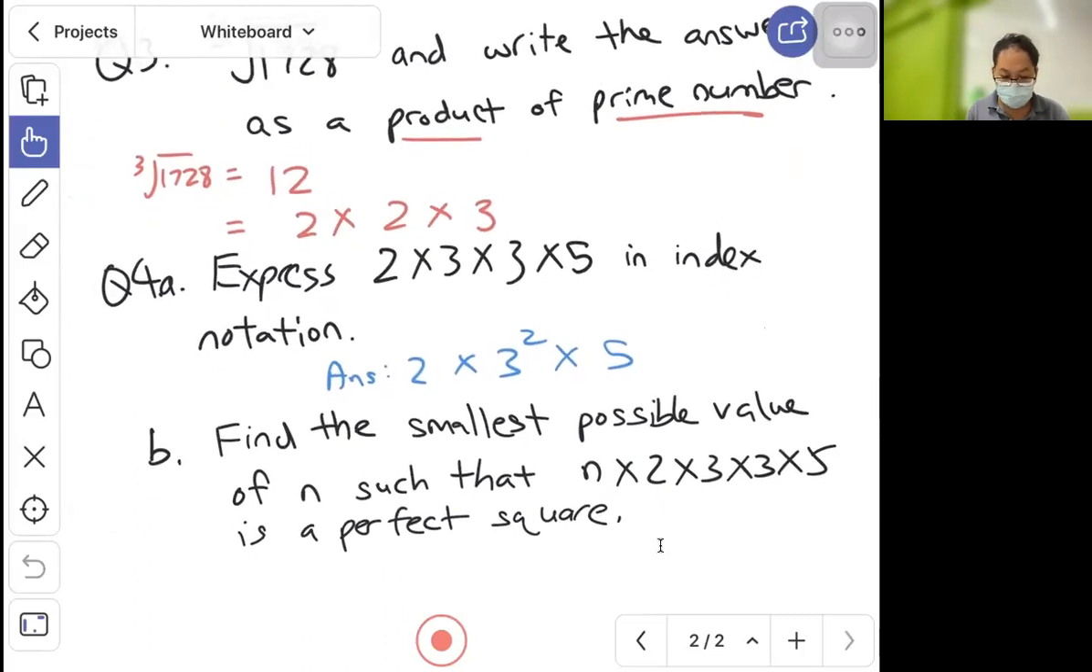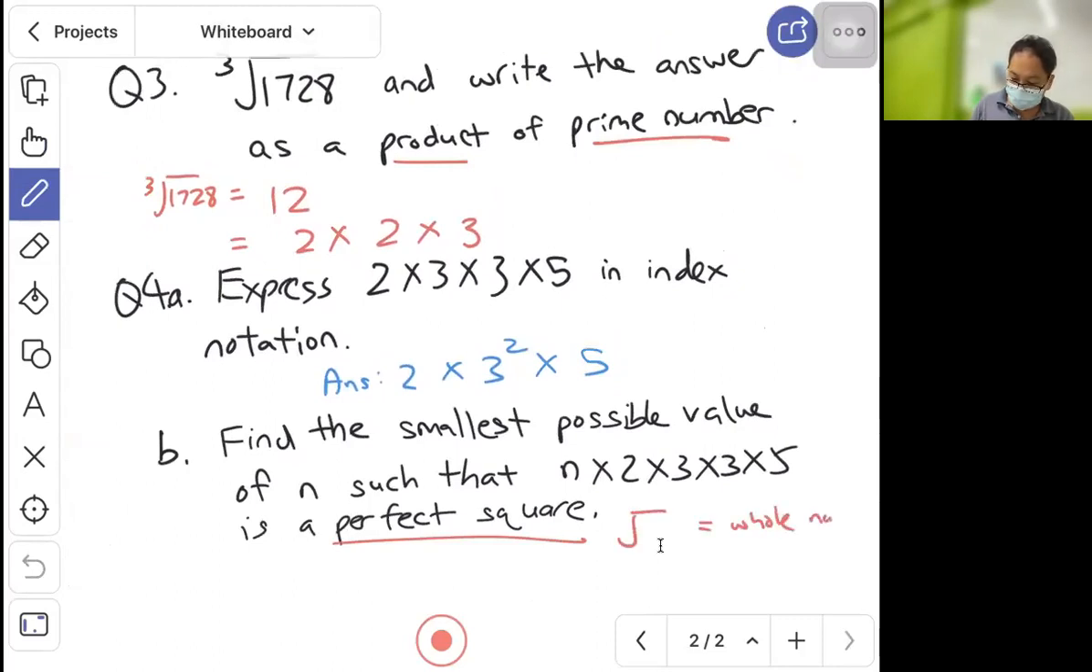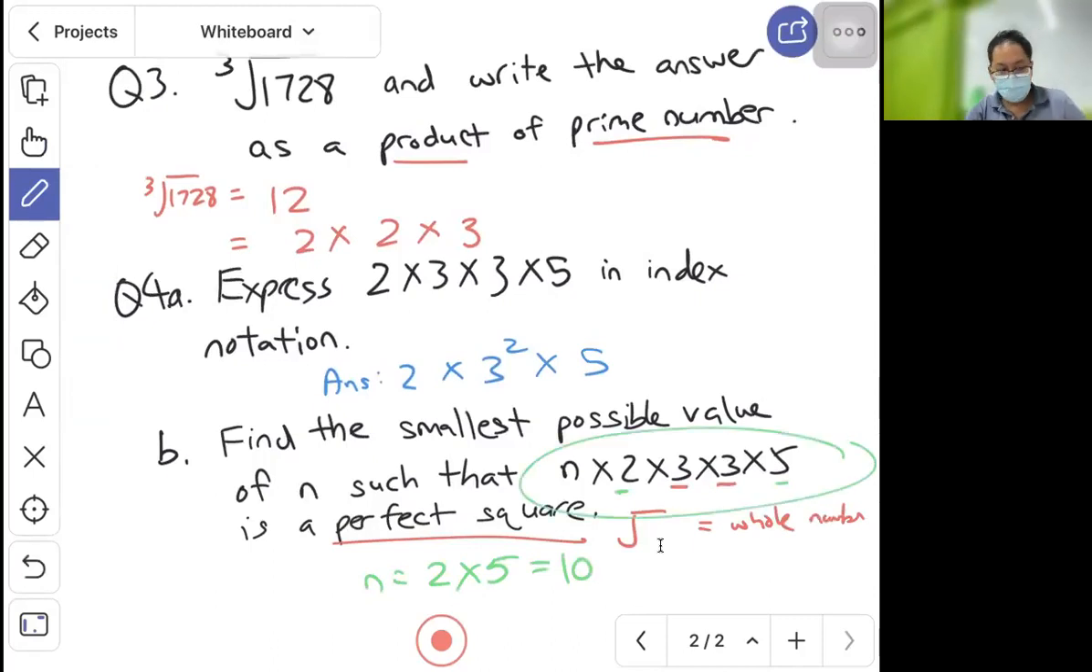And part B, they want the smallest possible value of n, so that it is a perfect square. Perfect square means that when you square root, it gives you a whole number. So the trick is you already have 3 and 3, 3 squared. So you need 2 times 2, another 5 times 5. So n is actually 2 times 5, 10. So by multiplying by 10, this can give you a perfect square so that when you square root you get a whole number.